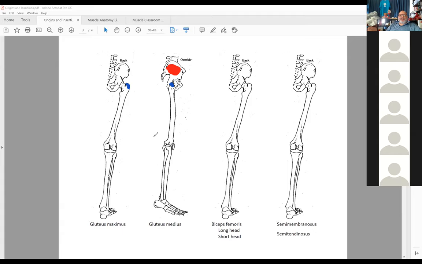And being a lateral muscle, what is the most obvious action of that muscle going to be? Absolutely, abduction. However, notice its angle is a little bit wonky, and because of that, it does have another action. What is the other action of the gluteus medius? It abducts the hip, but it also medially rotates it.